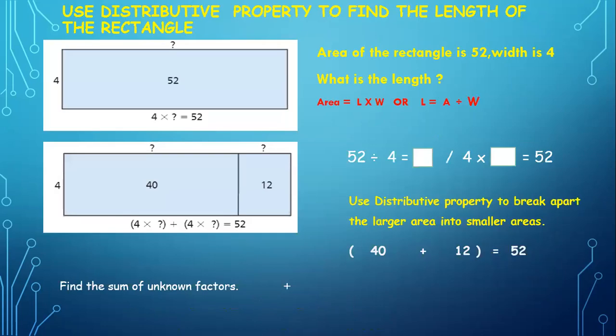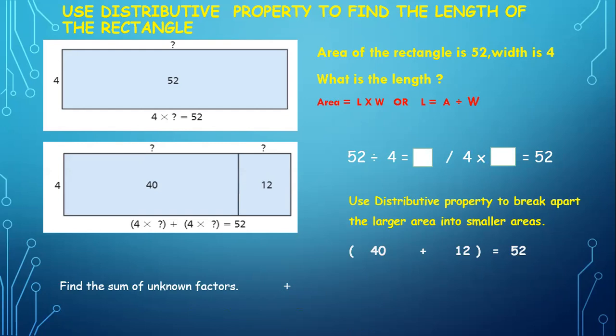Now, here is another method where you are using the distributive property to find the length of a rectangle. The area of the rectangle is given, which is 52, and the width is given, which is 4. So how will you find the length of the rectangle? You already know that area of a rectangle is length multiplied by width, or you can say length equals area divided by width. So 52 divided by 4, you will get the length, or 4 times which number you get 52.